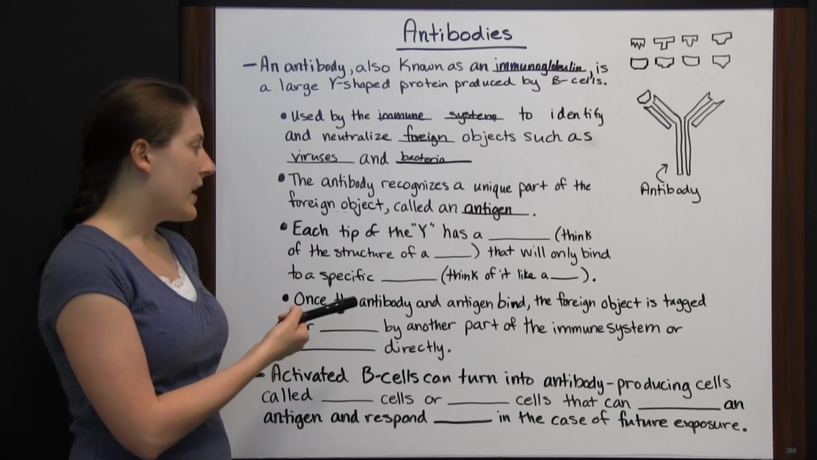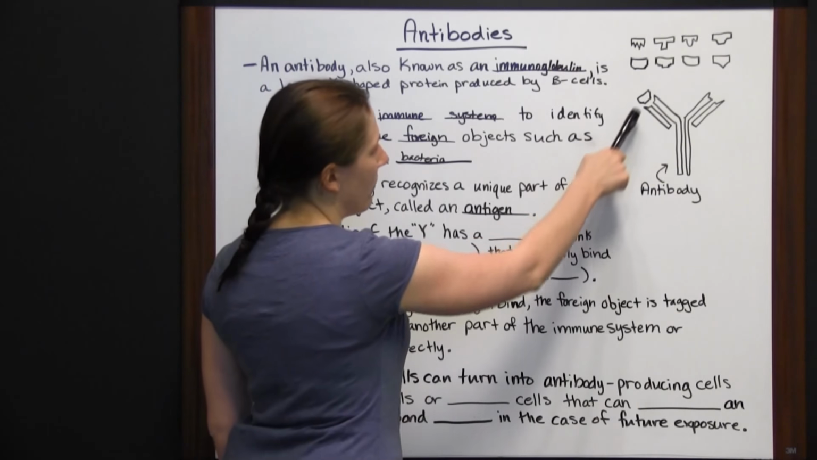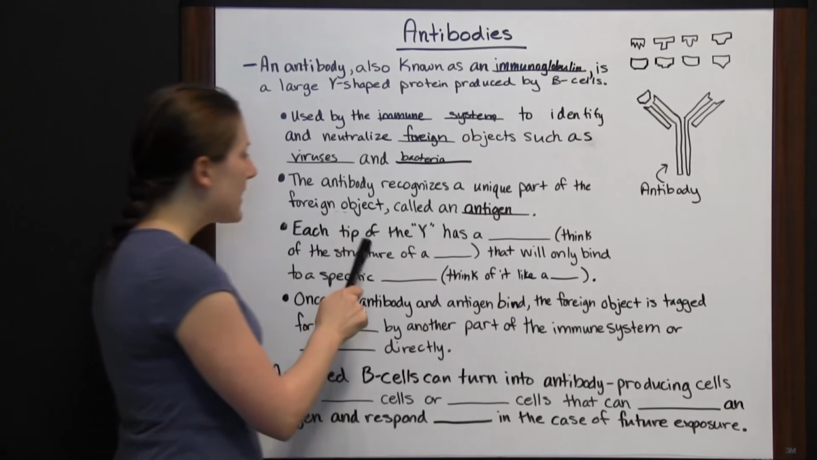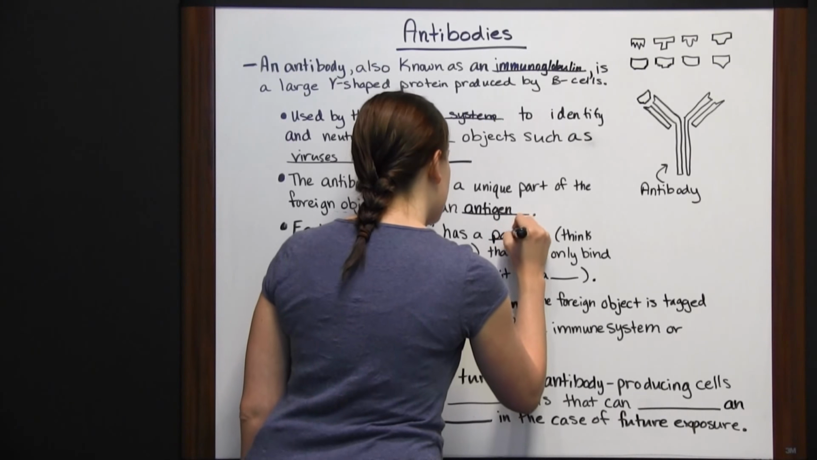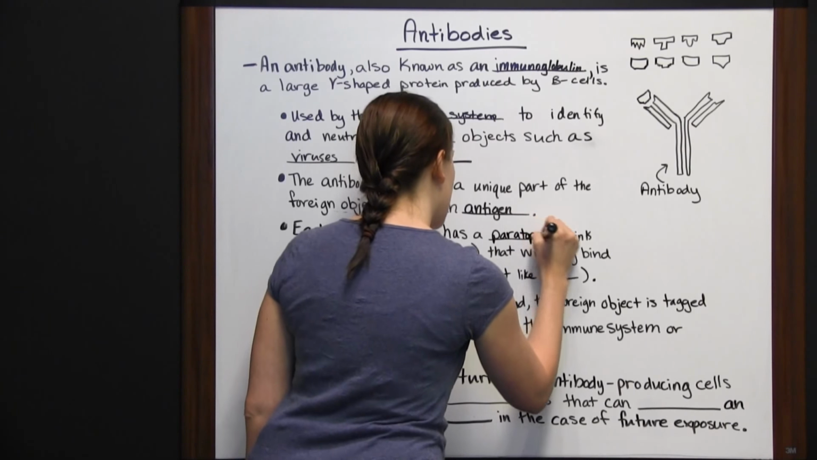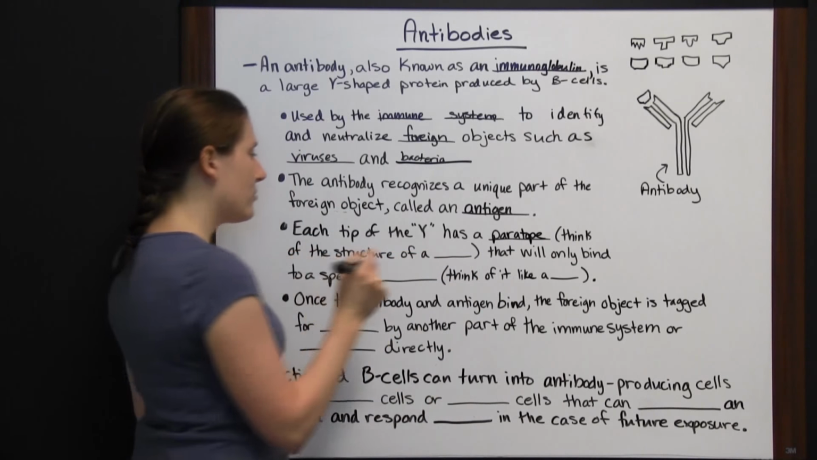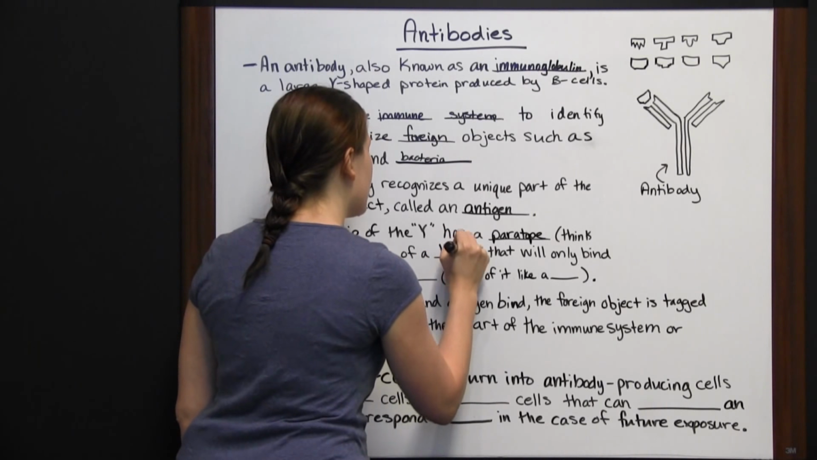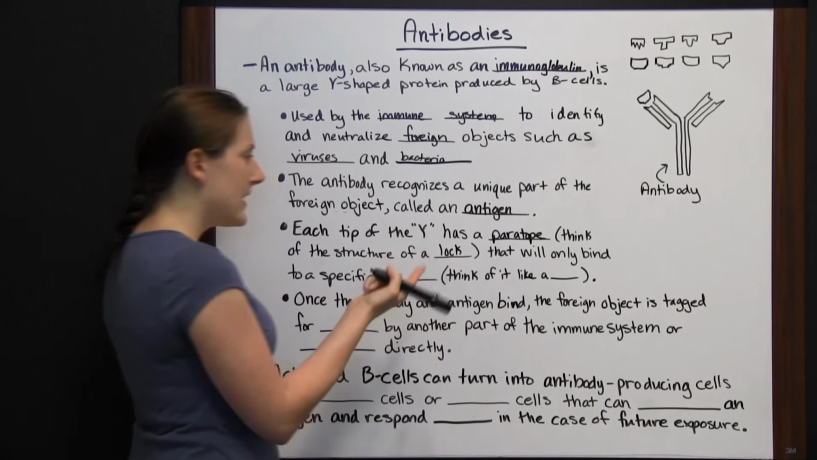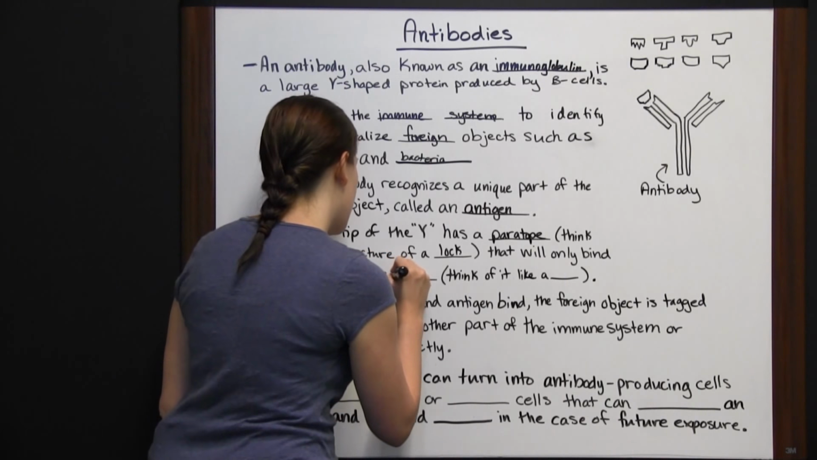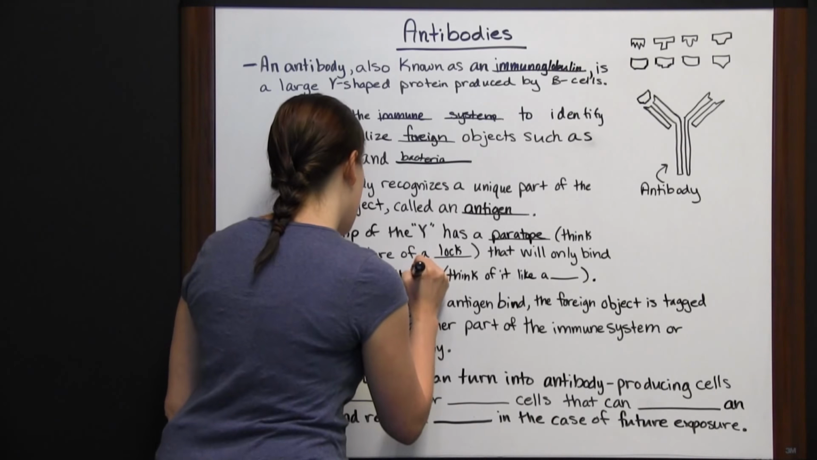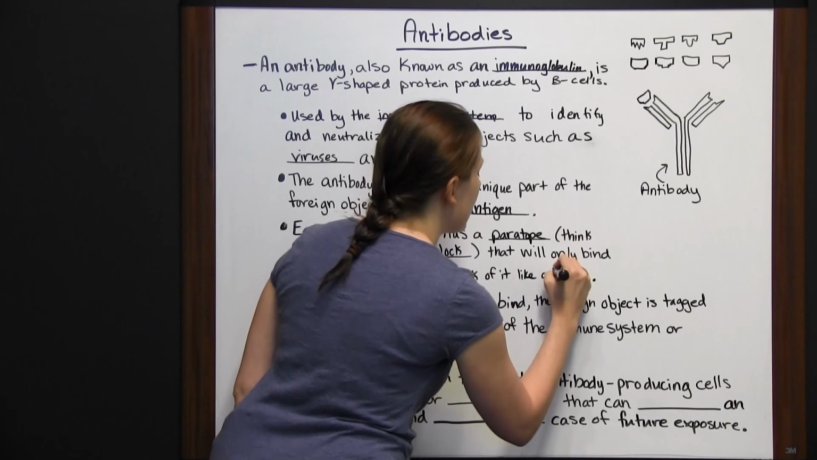Each tip of the Y, remember we said an antibody is a Y-shaped protein. Each tip of the Y has a paratope. And think of the structure of a lock for a paratope. And each paratope will only bind to a specific epitope. And think of it like a key.